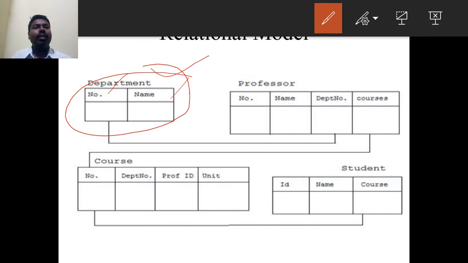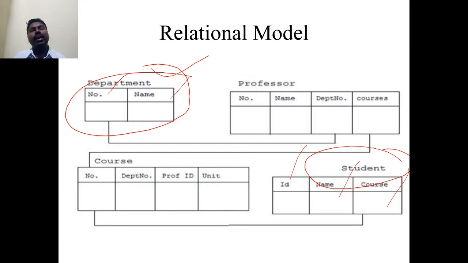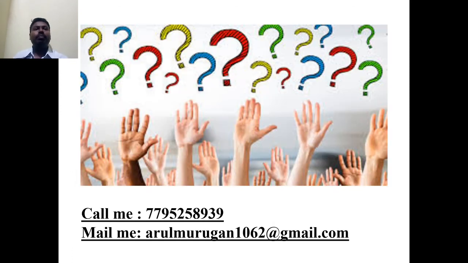You can see another table, student. In the student table, there are three columns: ID, name, course. So like this, if you take any data, all the data will be represented in the form of a table only.